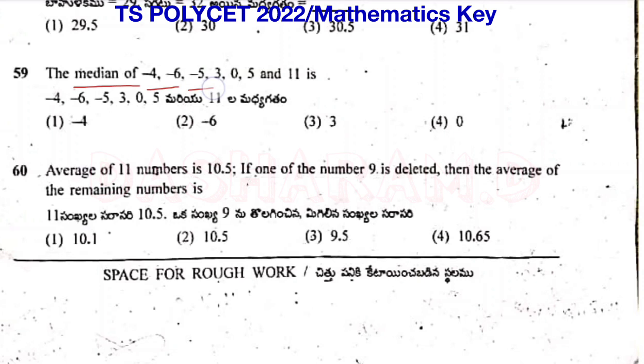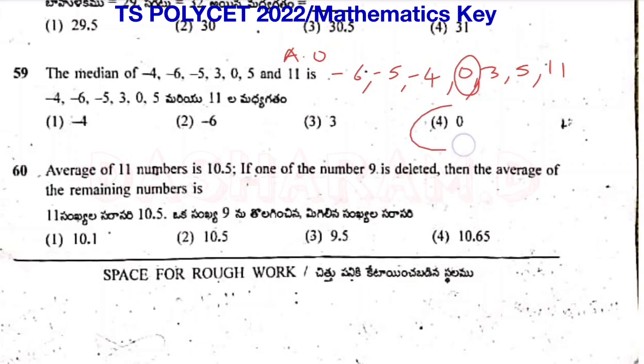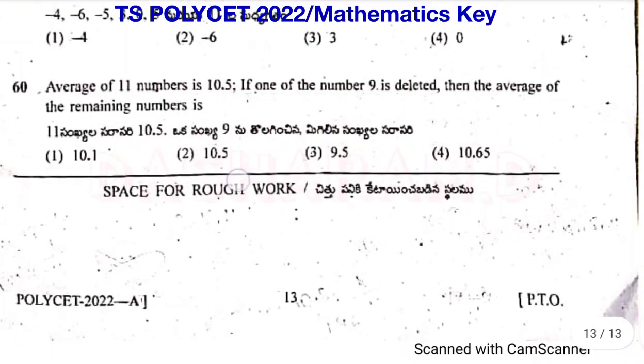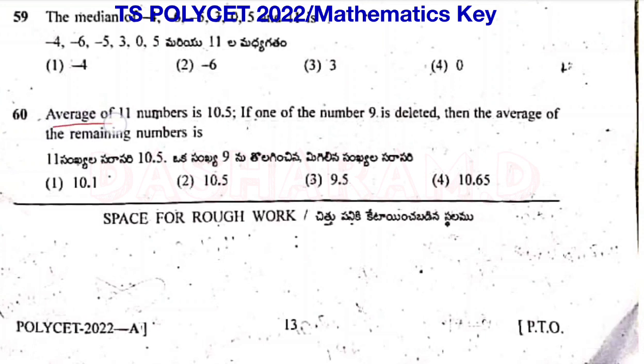The median of -4, -6, -5, 3, 0, 5 and 11. To find the median, first arrange all observations in ascending or descending order. First I am going to arrange in ascending order. The smallest number is -6, next -5, next -4, next 0, next 3, next 5, next 11. So total 7 observations, then median means exactly the middle, so that is 0. Option 4 is correct.